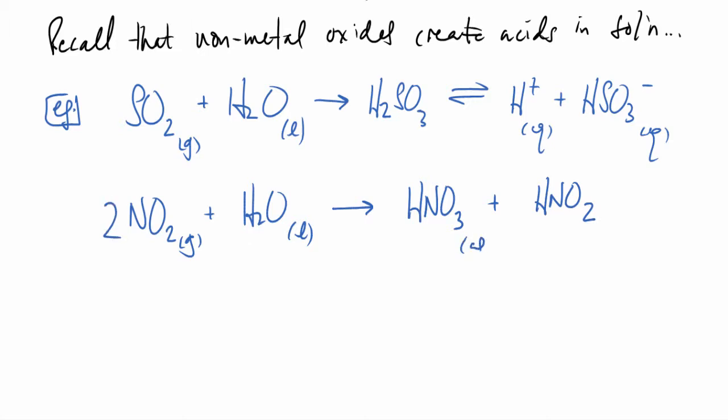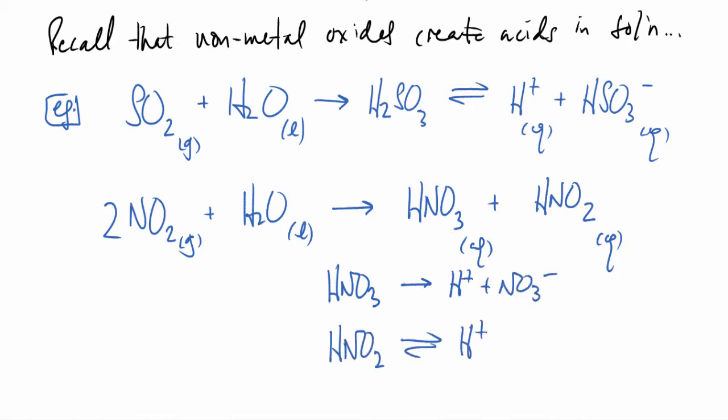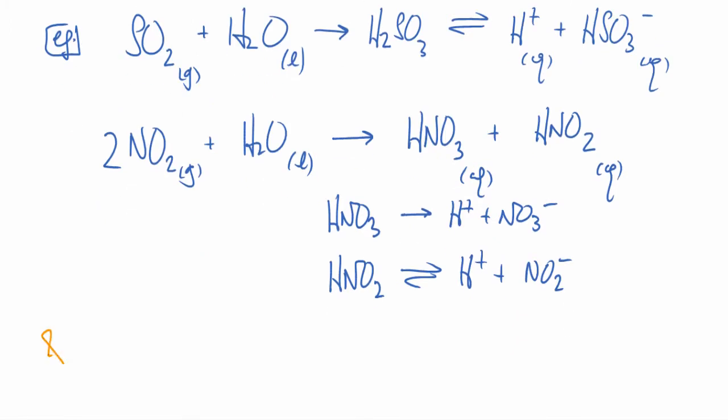So nitric acid, as you remember, is a strong acid. This one dissociates strongly, and nitrous acid is a weak acid and dissociates weakly, but in any case, both are acids. So the sulfur dioxide problem can get a little bit worse.